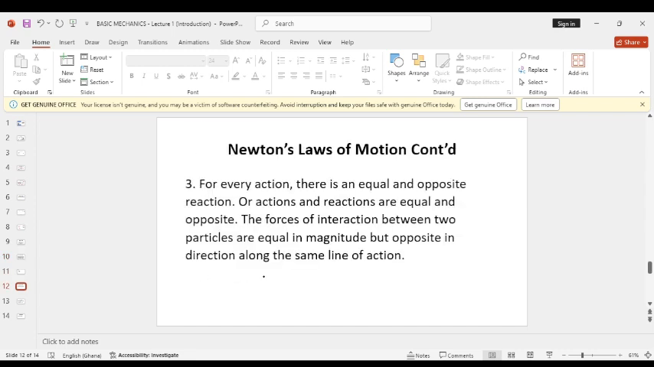Then the third law of Newton's motion states that actions and reactions are equal and opposite. Or let me read what is here: for every action, there is an equal and opposite reaction. Or actions and reactions are equal and opposite. The force of interaction between two particles is equal in magnitude but opposite in direction along the same line of action.